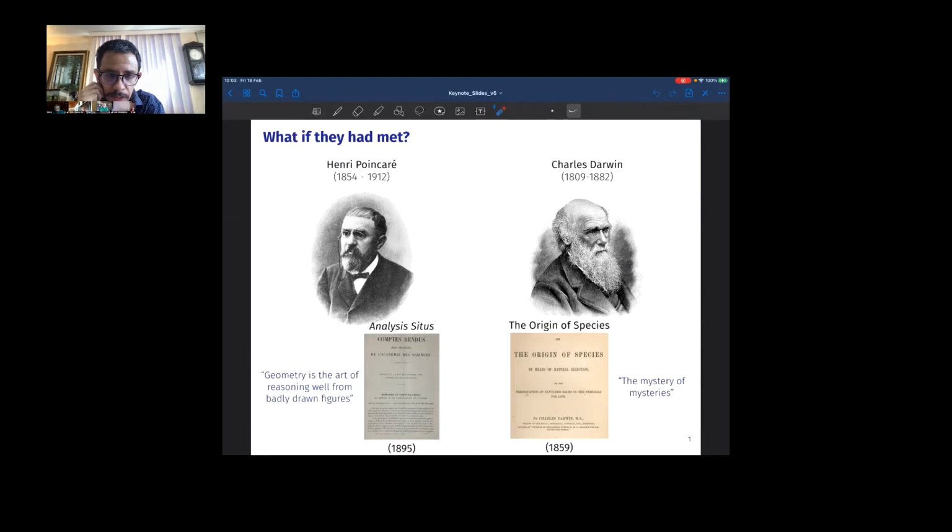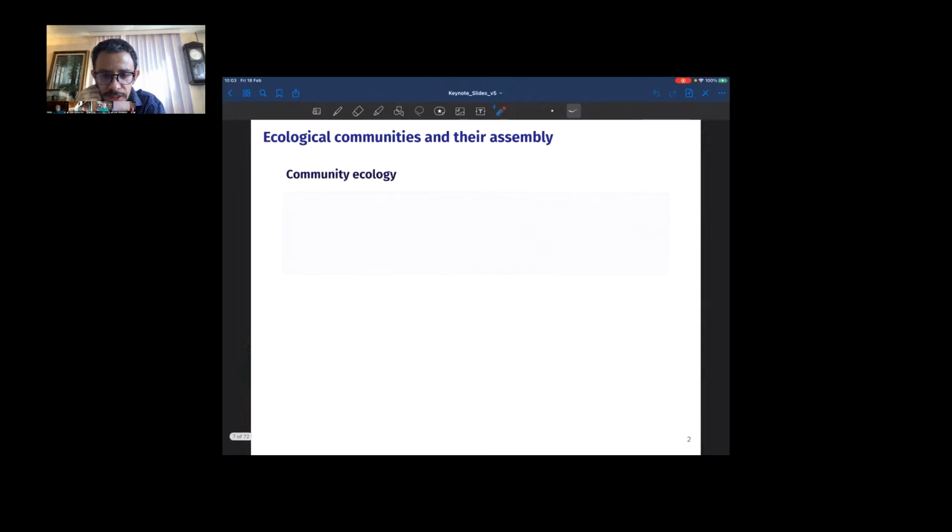How can you combine topology from the side of Poincaré with ecology from the side of Darwin to answer a fundamental question? Let me try to introduce you to this question. To do that, I need to tell you a few words about ecology, and in particular about community ecology. First, what is the meaning of this word community?